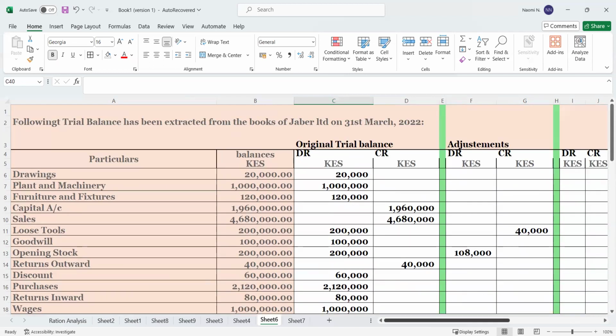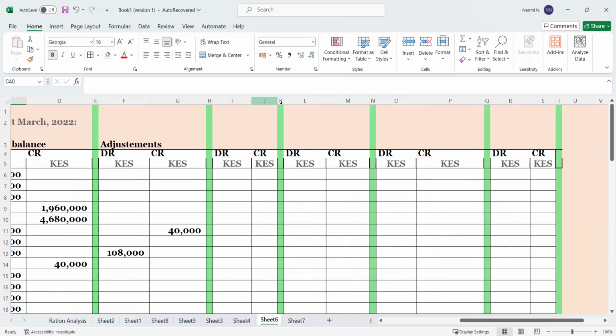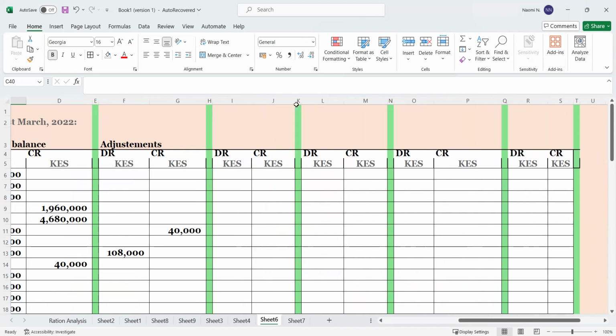Then on adjustment, if we are done, we can continue from our next class, or you can continue doing this question. Then we meet in the next class and see how we can do the adjustment and come up with the profit and loss item and also the balance sheet item.